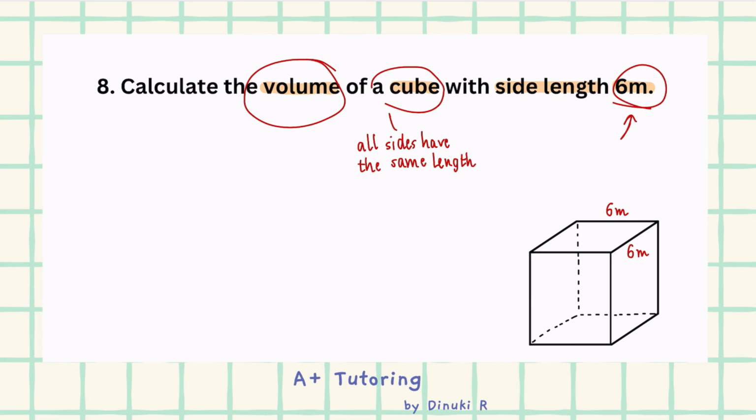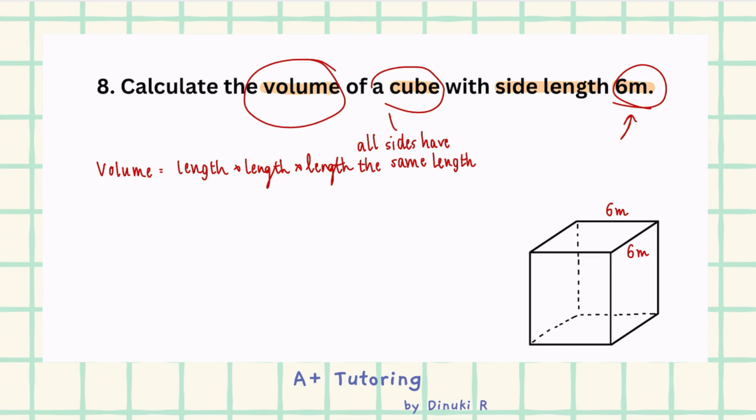Now, what are we being asked to figure out? The volume. Right? How do we figure the volume out? In any other shape, it would be length times height times width, something like that, right? Because the side length is 6 meters, you can just go length times length times length, right?